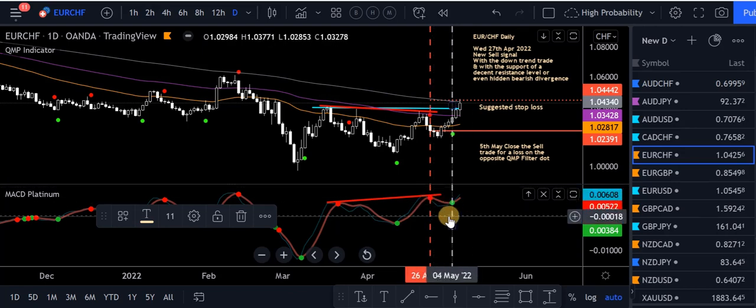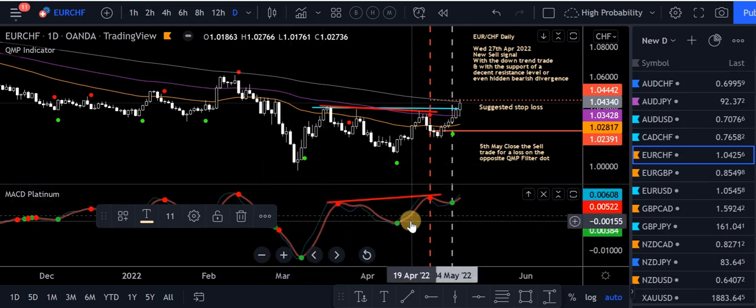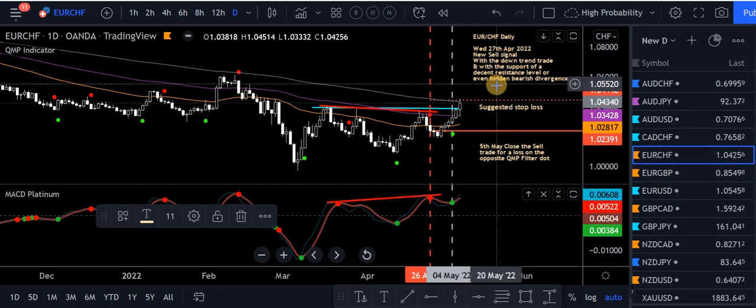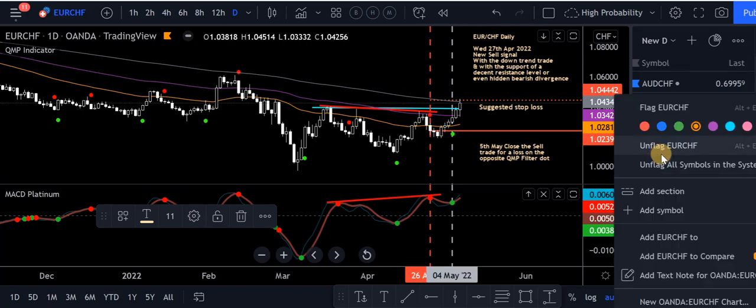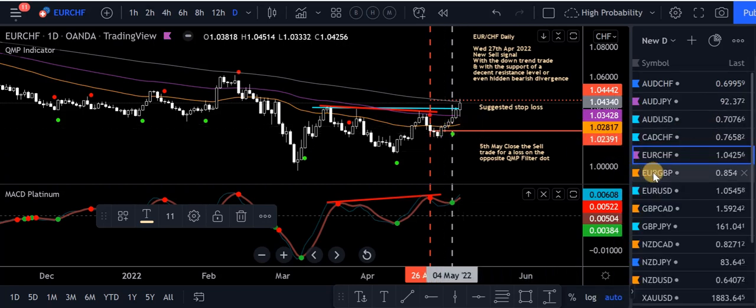The MACD platinum's above the 0 level. So remember I said it oscillates around the 0 level, up and down. So, yeah, it's highlighted just to show you. I've got to tidy the chart up, and I'll just leave it on there to show you what happened and where we call the trade, etc.